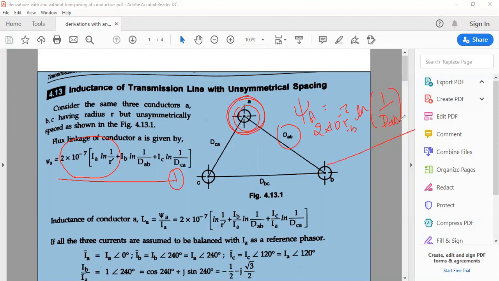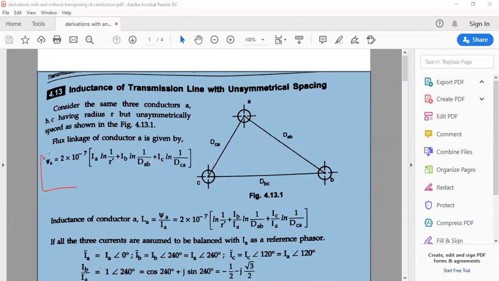That is one thing which is present, and later the addition of the next current, which is IC. Considering it to be a three-phase system, I'll have three currents in all the phases. Once it is a balanced system, IA plus IB plus IC will be equal to 0. This current is with respect to phase C, and the distance is DCA. So this was the flux linkage equation for the conductor A.